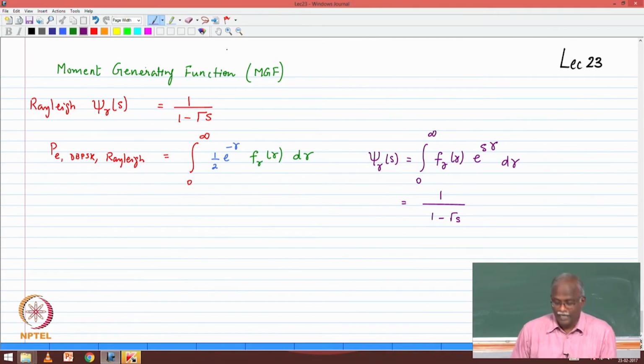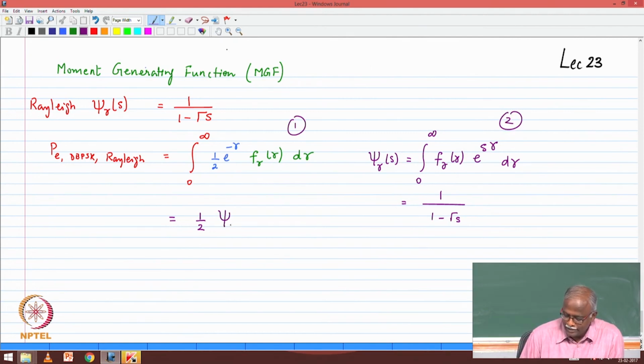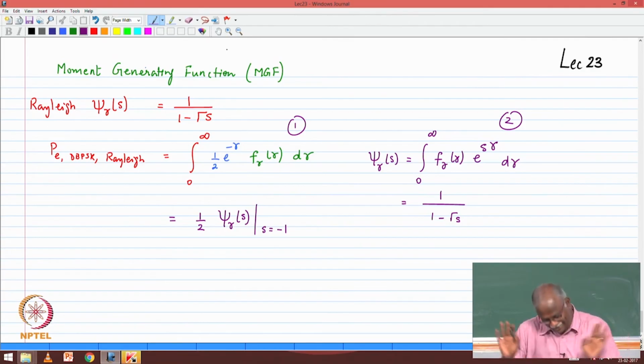The integral is very easy to do. It's not that, because once I have this expression, you can see that this is nothing but a constant. You pull it out. Now look at what is within the bracket, equation number 1 and equation number 2. Compare them. You can confirm that this is nothing but phi gamma of s, where s is evaluated at -1. Now, is s equal to -1 in the region of convergence? Yes, because it's the left half plane including the j omega axis, no problem.